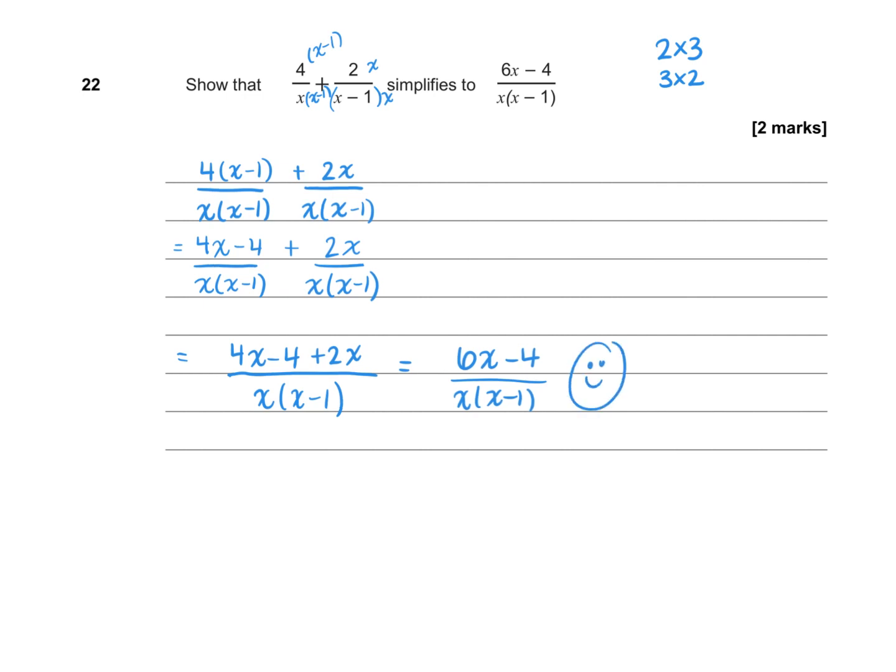Okay, show that it was done. I didn't even worry about making sure I was going to get 6x minus 4 divided by x times x minus 1. I just added them together and I hoped for the best. And that's what I would do in that question. So pretend that they didn't give you the answer and just hope that you get the same thing.